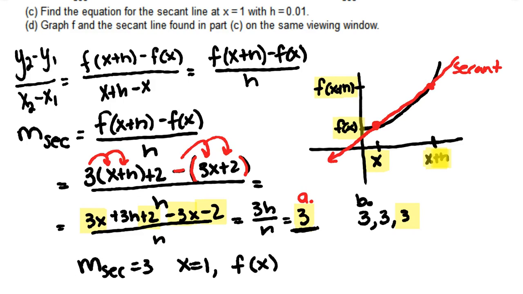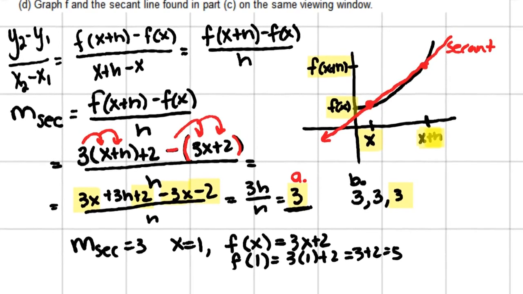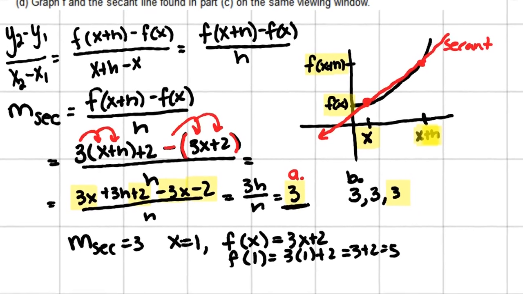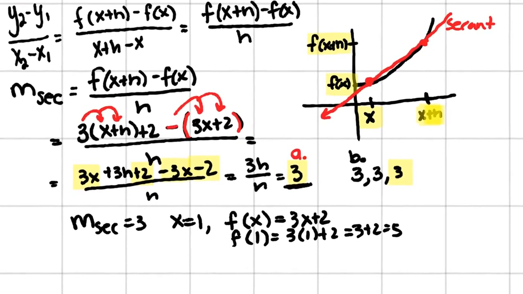So remember, my function is f of x equals 3x plus 2. F of 1 is 3 times 1 plus 2. That's 3 plus 2, which is 5. So this is the ordered pair that I'll use to find the equation of the secant line.